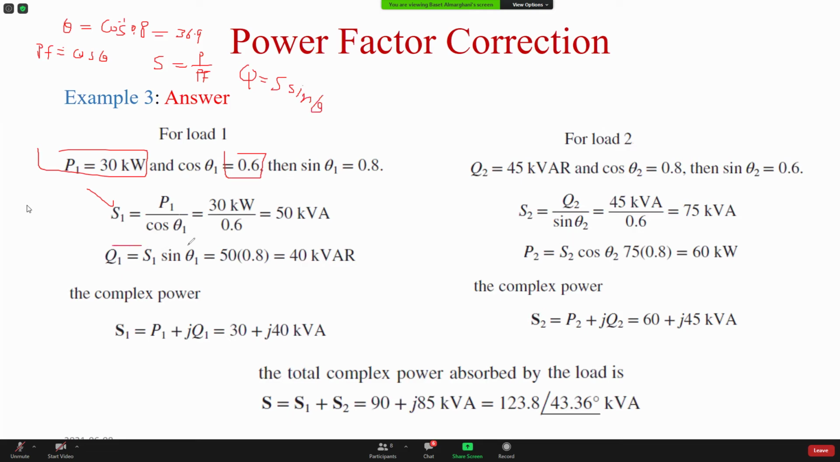So this is another way to do it. Or you can just say it is S squared minus P squared. Either one of them is fine.